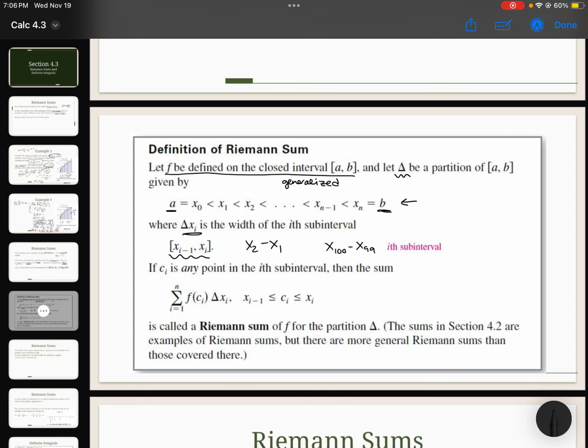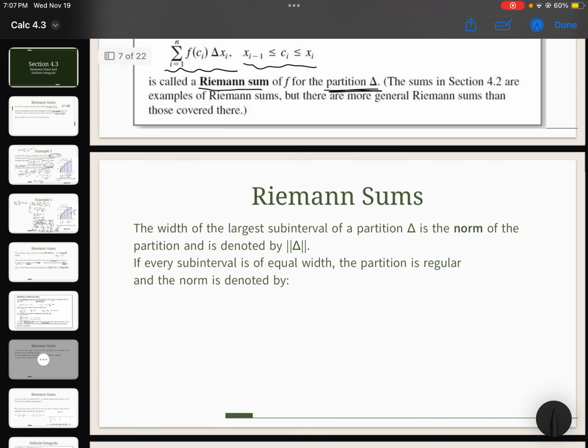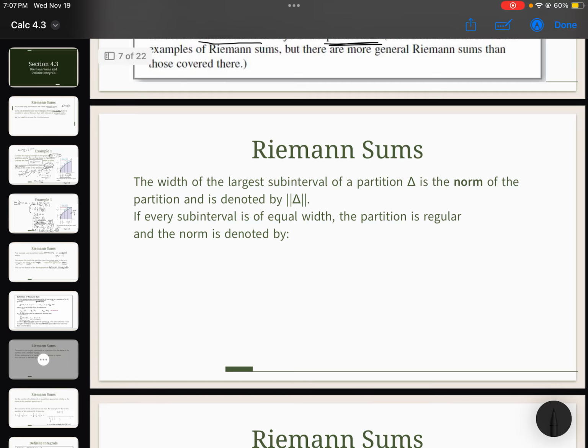If c_i then is any point in the ith interval, then the sum, okay, this is exactly what we were just using in the previous example, right? c is any point. They gave us that point in our first example. I'm using this variable width, and c is somewhere in between these two x values. That's called the Riemann sum for this particular partition. I'm going to keep on going with this. Again, pause this video as you need to. Just trying to introduce you guys to some of these new notations.